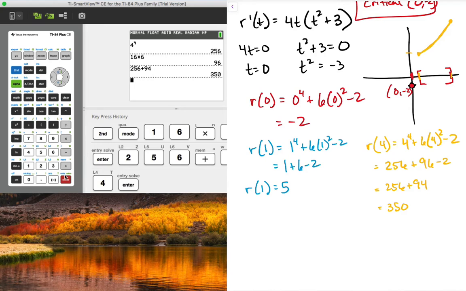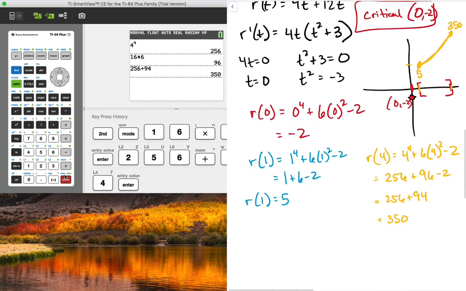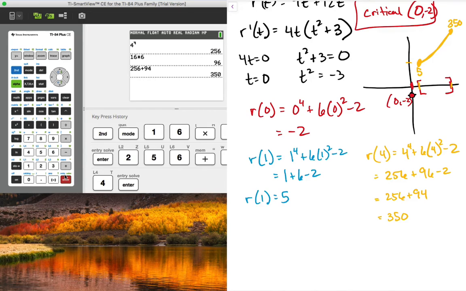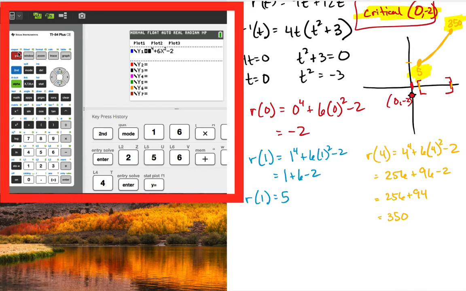So this is what my graph looks like at that interval. At that interval, I have a minimum of 5, and I have a maximum of 350. And then I have a critical point. So let me highlight all my important stuff here. My critical point is at 0, negative 2. My maximum is at 350, and my minimum is at 5. So let me show you on the graph what it's going to look like.